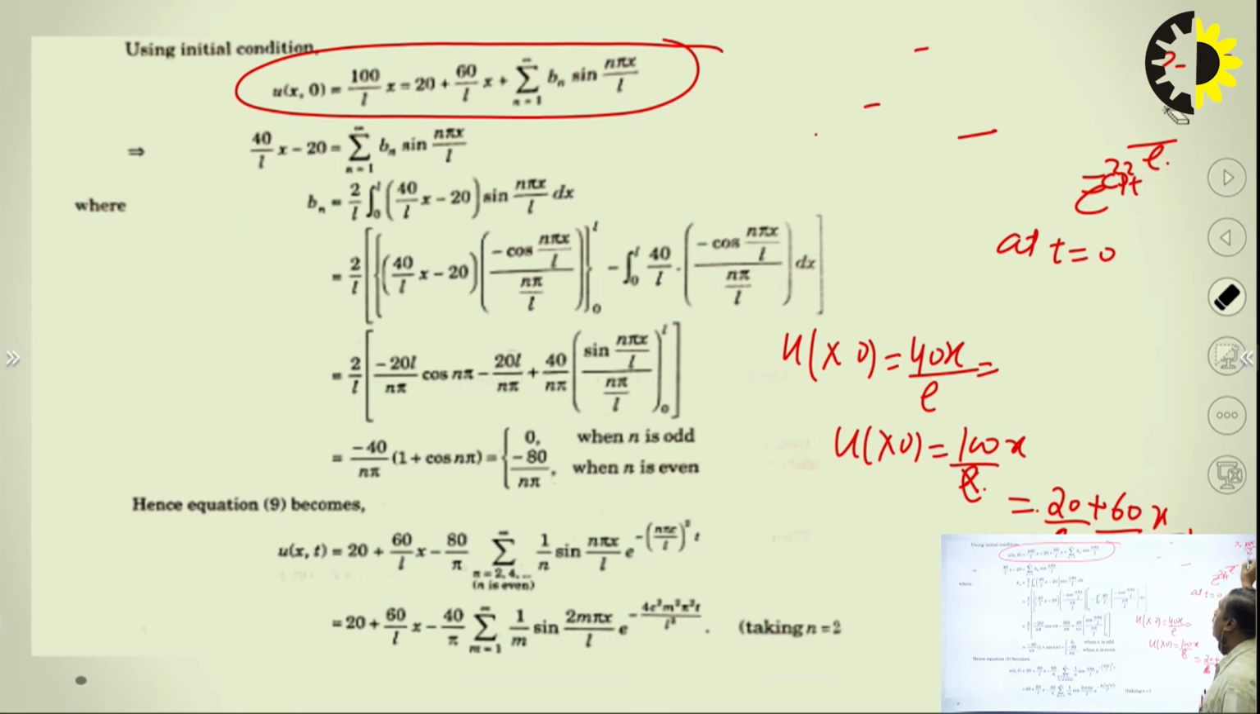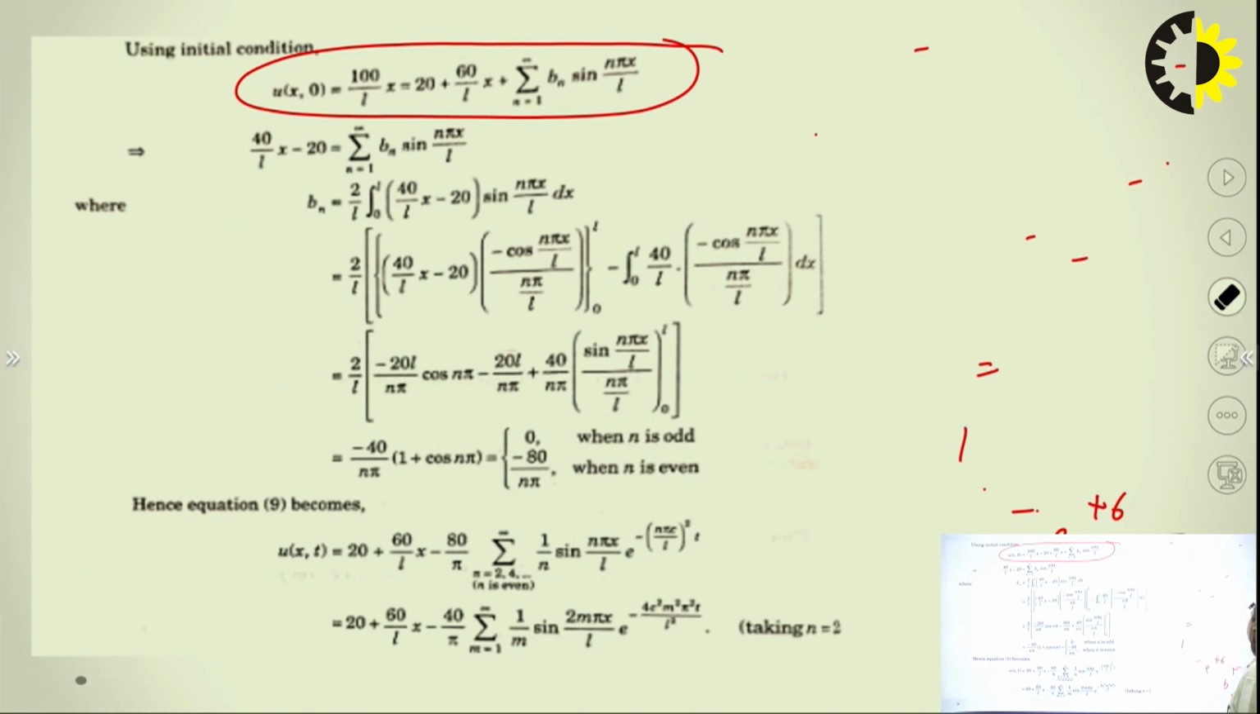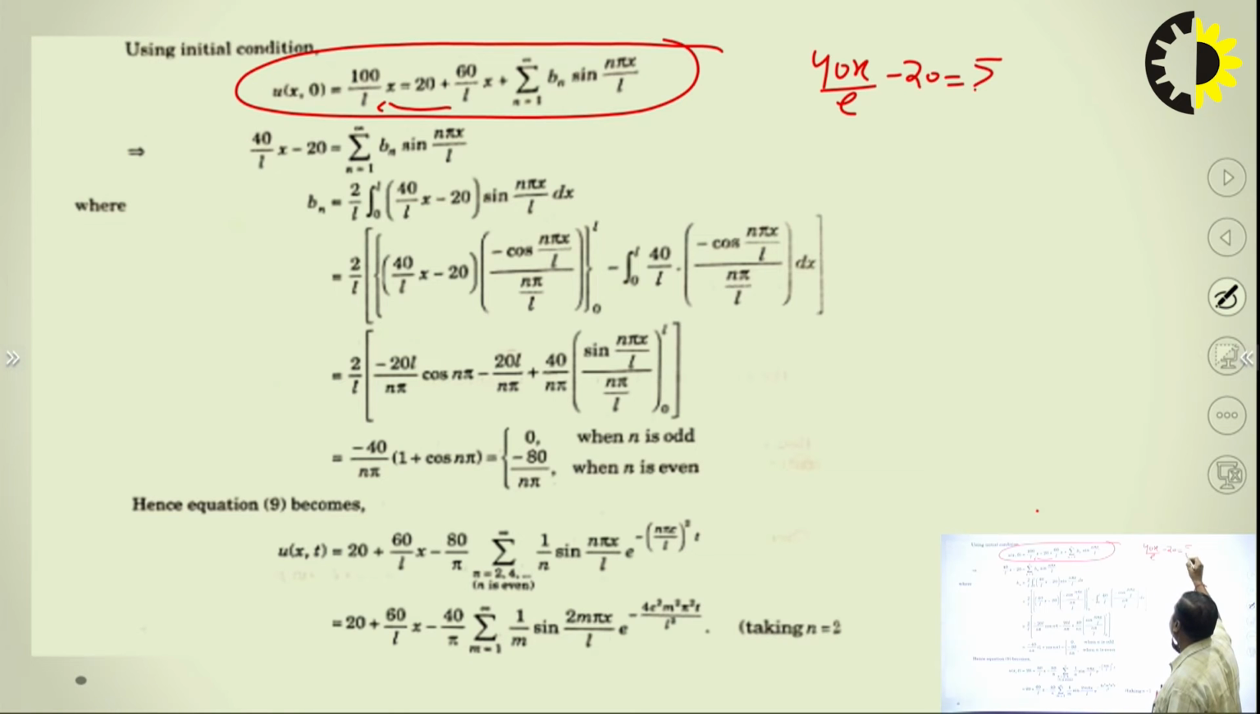We have taken that. Now from here we will see how the value of Bn will be found. We have to calculate the value of Bn, and Bn is to be calculated with this factor. That becomes 100x/L − 60, and moving this to this side, we get 40x/L − 20 = summation Bn sin(nπx/L).